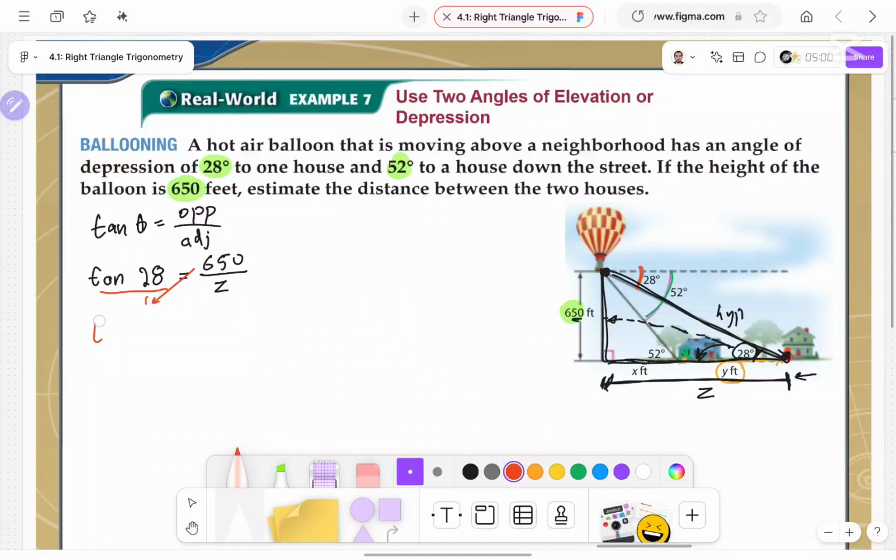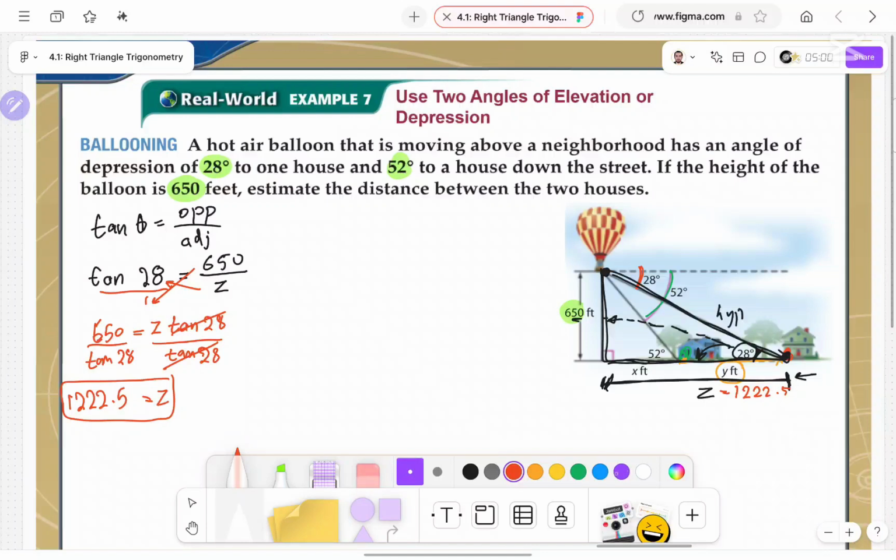650 times 1 is 650, then z times tan 28. Now I can divide both sides by tan 28. We cancel tan 28 on one side, so we can find z, which is equal to 1222.5. Now I found the total distance.